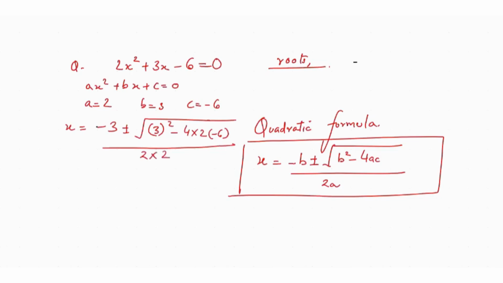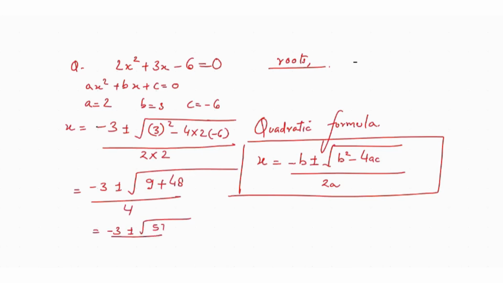So this is minus 3 plus minus. Now you solve it. What will it be? It will be 9 plus 48. So this will be minus 3 plus minus under root 57, by 4. Right. So this will be your answer. These will be the roots of the quadratic equation. Did you get this?